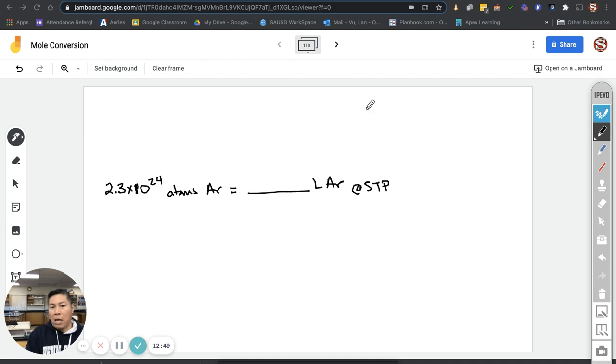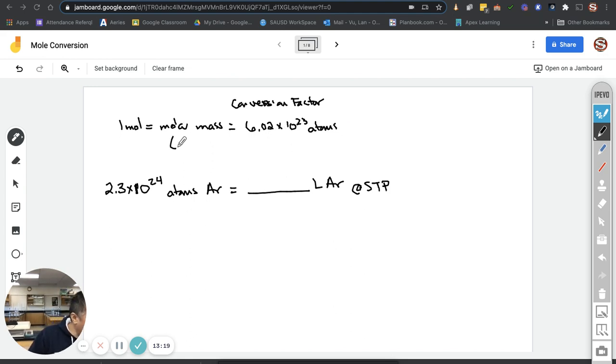So the first thing I'll do is I'm going to write my conversion factor, okay? And that means one mole is equal to molar mass. Now remember, molar mass, I never have a number because it depends on what it is. This time it's argon. It's equal to 6.02 times 10 to the 23rd atoms, okay, of argon. In this case, the molar mass of argon, if I look at my periodic table, is 39.95 grams. So that's the molar mass, just for this problem, which is equal to 22.4 liters at STP. So notice the only number that changes all the time is going to be the molar mass. The 6.02 times 10 to the 23rd is always going to be 6.02 times 10 to the 23rd, and the 22.4 is always 22.4, right?